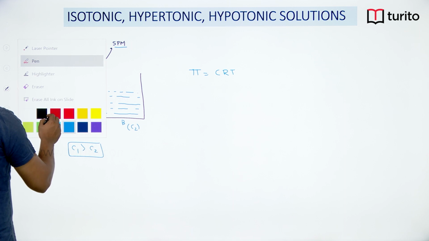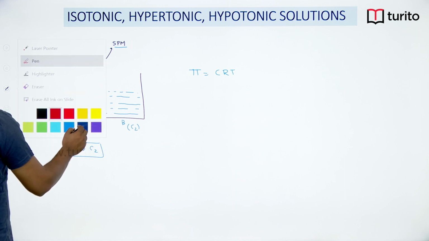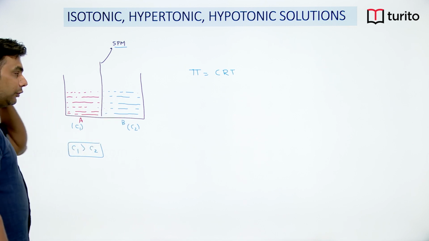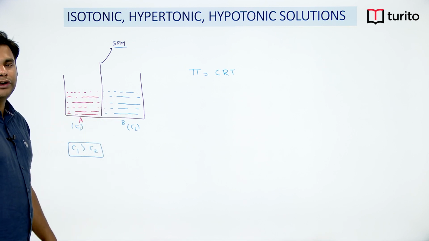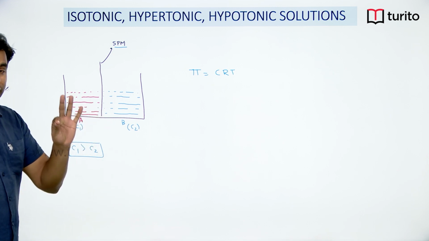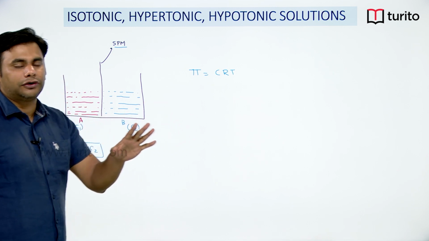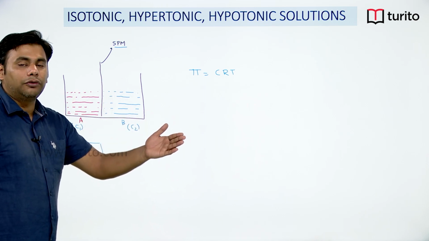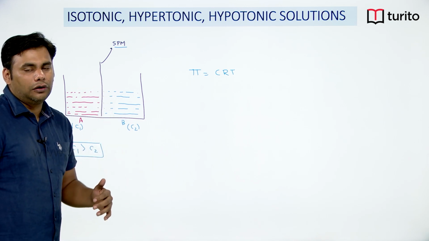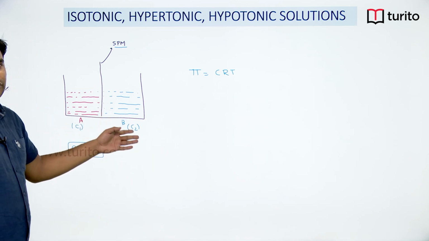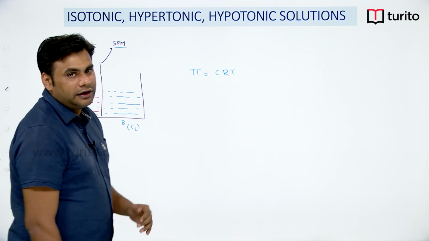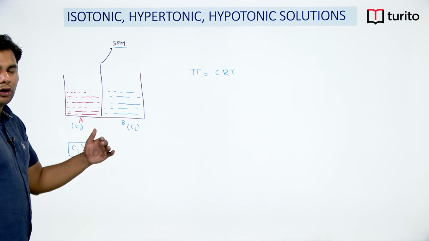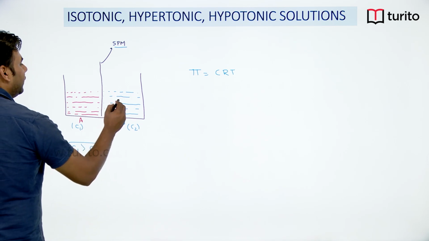So during osmosis, the solvent molecules move from the region of high concentration to a region of low concentration. We are talking about concentration in terms of solvent, not solute. Where there is more solvent, it will start moving to the region where the solvent is less. Because C1 is more than C2, solution A is more concentrated, so it has more solute particles.